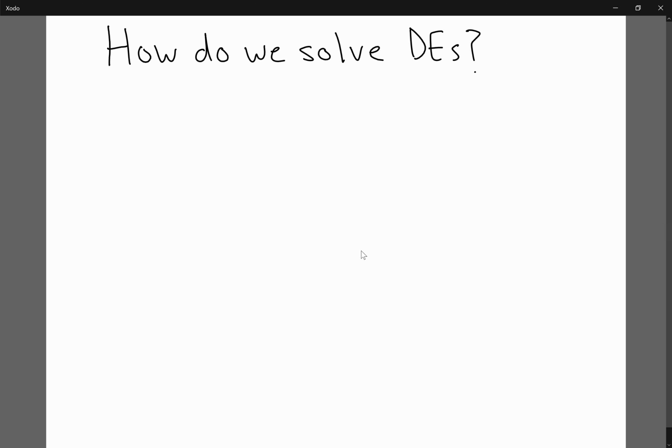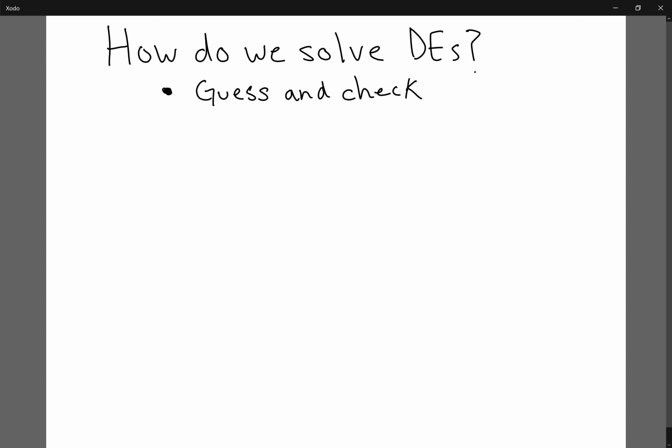Now that we know what it means to solve a differential equation, let's talk about how we might go about solving a differential equation. It turns out that there are two main types of methods that are used to solve them. First is to use essentially an educated guess. So I call this method guess and check.